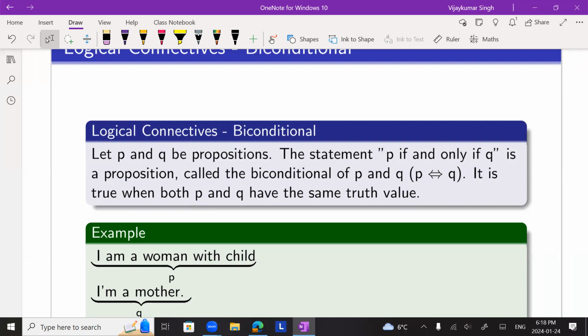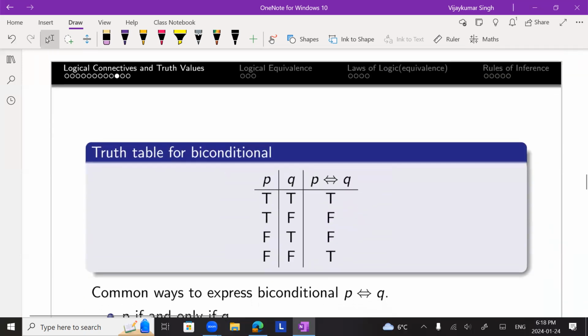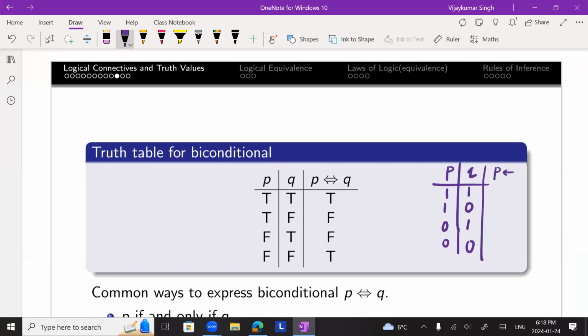So a biconditional statement is a statement which has truth value true only if both of them are true or both of them are false. So again, how will it look? I have P, I have Q. Let's do zeros and ones again. P, Q. We have 1, 1, 0, 0. We have 1, 0, 1, 0. And then we have the biconditional, P if and only if Q.